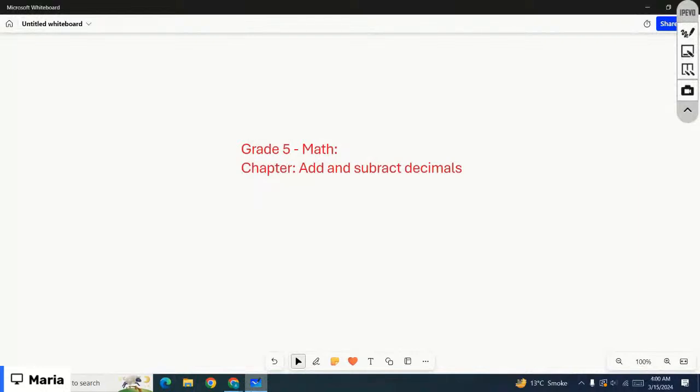We are here for grade 5 math. You can find all the lessons on aplusstudents.com. You have to log in there using your email address, and the password is provided by the administrator. Then you have to select math from the subject tab.